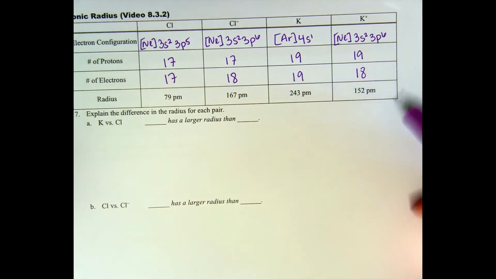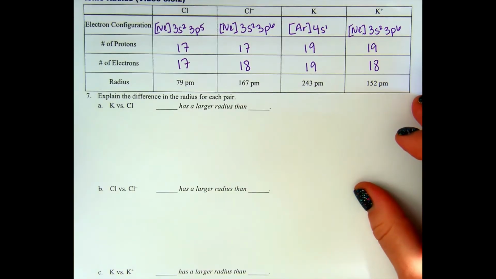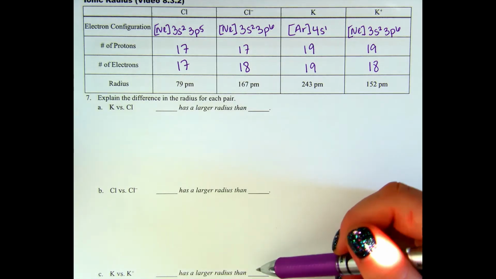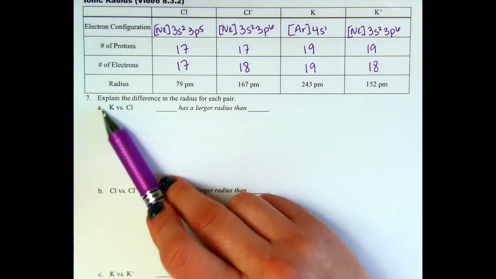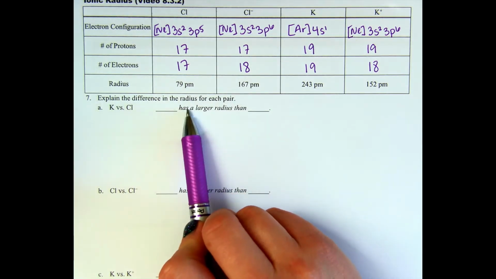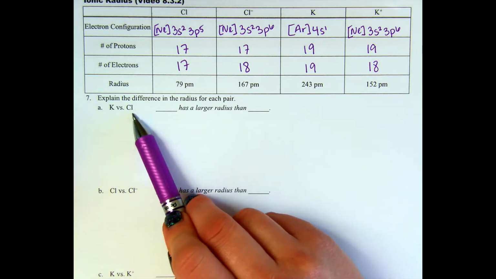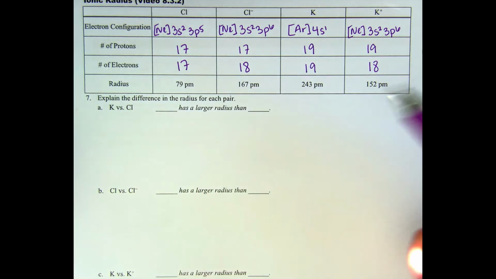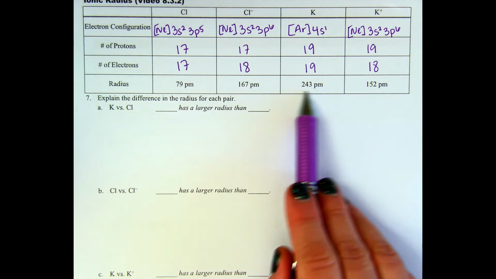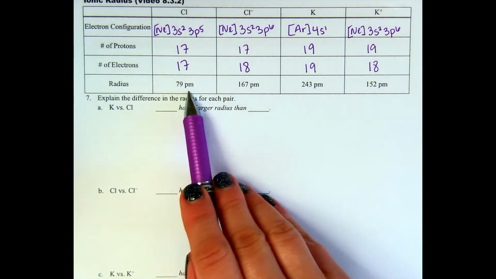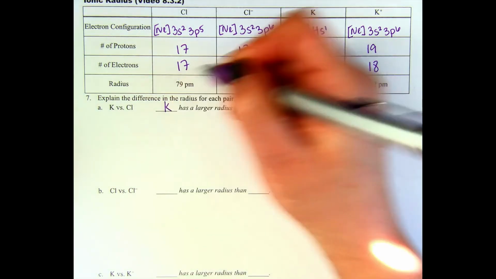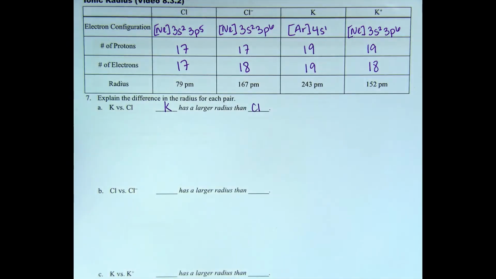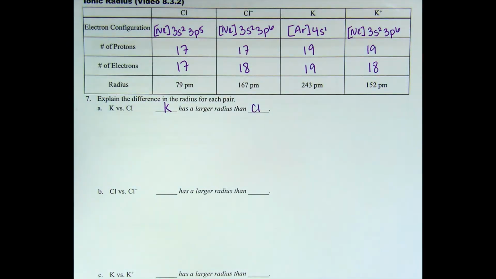Okay, so now that we see that, let's go ahead and see if we can explain these differences. So for number 7, part A, explain the difference in the radius for each pair, potassium versus chlorine. So which one is larger? So if we just compare, well, potassium is larger than chlorine. It's got a bigger number. So potassium has a larger radius than chlorine. Why? Please go ahead and pause the video and think about why, and then come back and check your work.